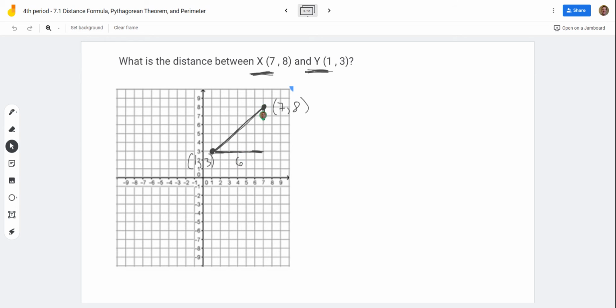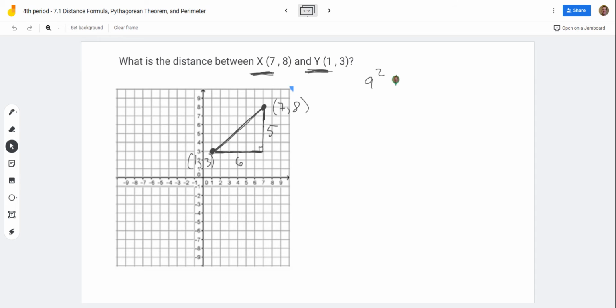And now for my top side length here, this is a right triangle, right? Because I'm connecting a horizontal and a vertical line. So now I just got to count that side length. 1, 2, 3, 4, 5. So now I have 6 and 5.